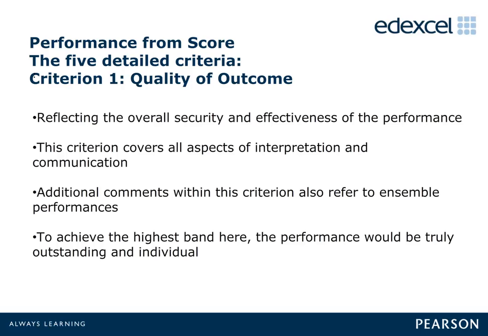The first detailed criterion is quality of outcome. This criterion is designed to reflect the overall security and effectiveness of the performance, covering all aspects of interpretation and communication in general. Additional descriptors are provided in this criterion for ensemble performances. The descriptors cover a wide range of achievement from students. To achieve the highest mark, a performance must demonstrate a mature, exciting, and imaginative interpretation with a strong sense of authority and communication throughout.